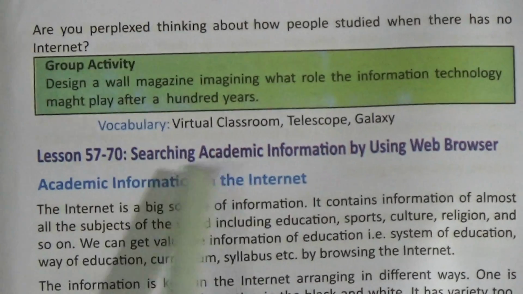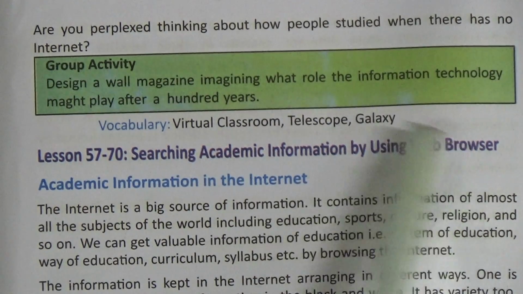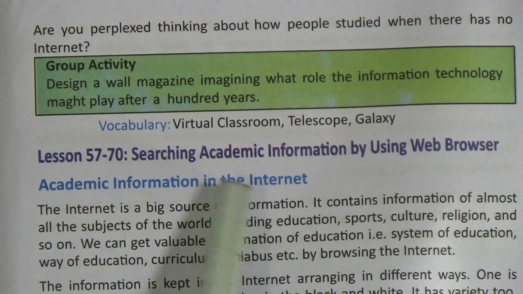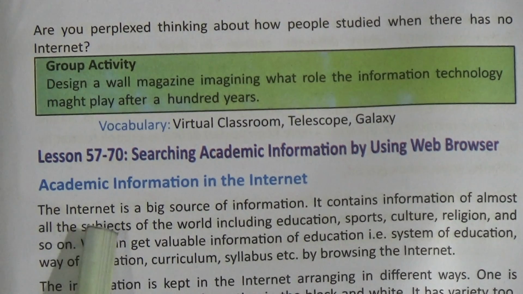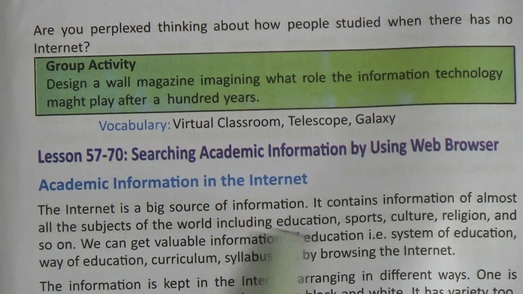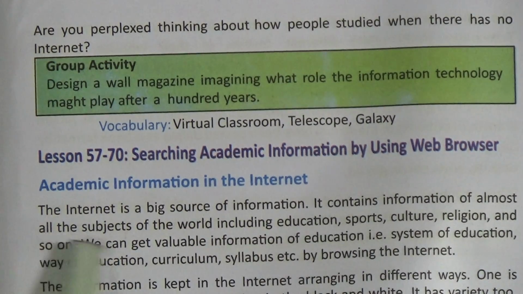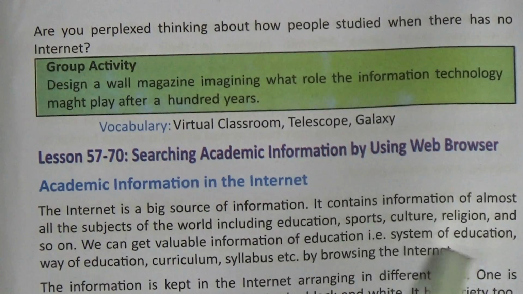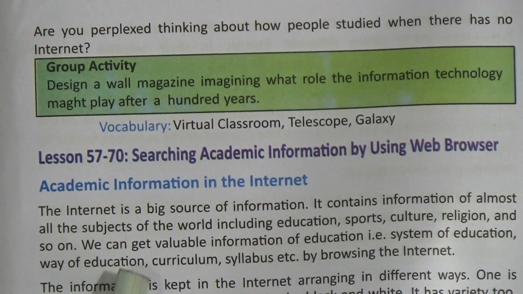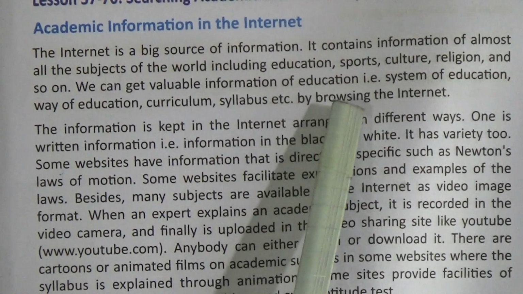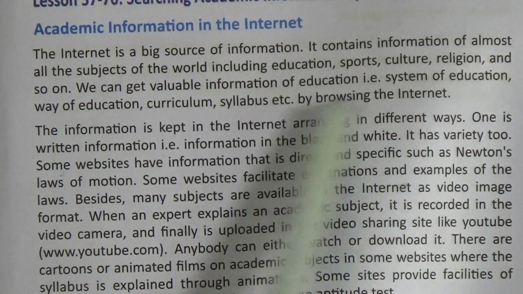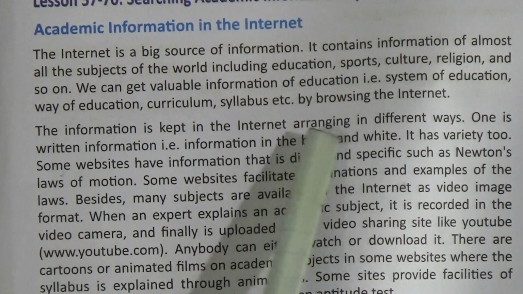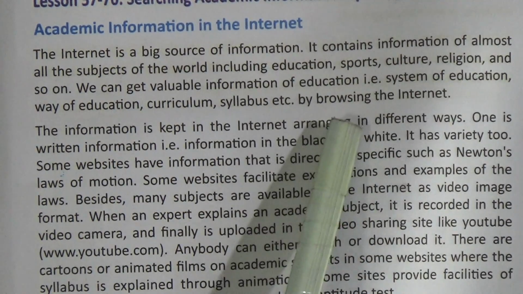Next, we have searching academic information by using web browser. So let's see how you can find academic information in the internet. The internet is a big source of information. It contains information of almost all the subjects of the world, including education, sports, culture, religion, and so on. We can get valuable information of education. For example, system of education, way of education, curriculum, syllabus, etc., all by browsing the internet.